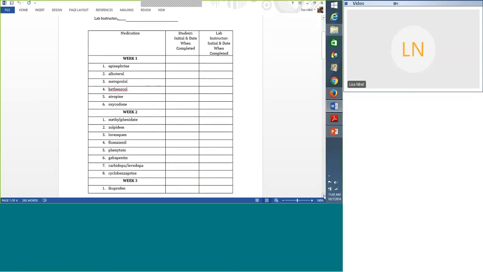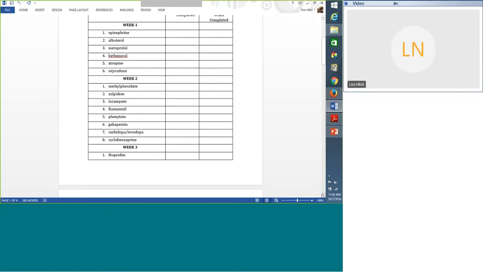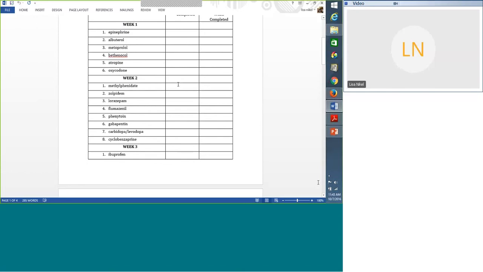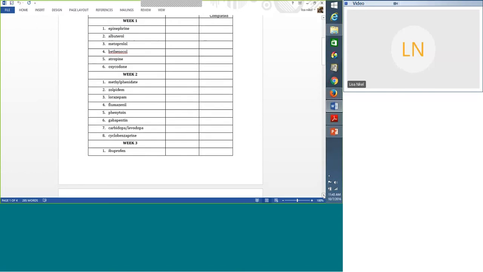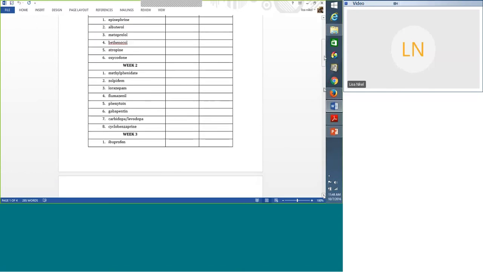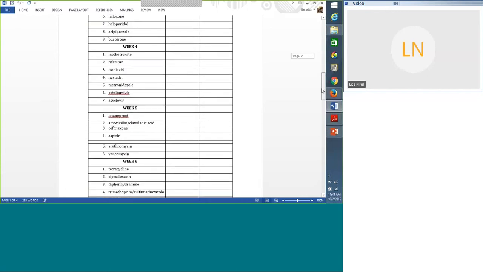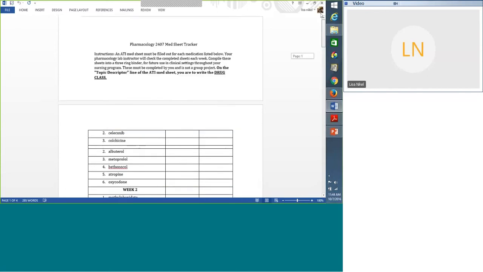Our lecture isn't going to take up the whole time today, so you'll have some time where you can get started on these. You're filling out one of the ATI templates, or a drug index card, whatever terminology you want to use, for each of the drugs on this list. These are the drugs that we will be covering throughout the course of our lecture time. So this is just getting you in tune to that as well.